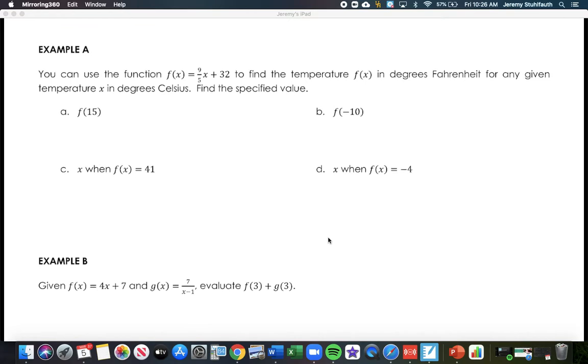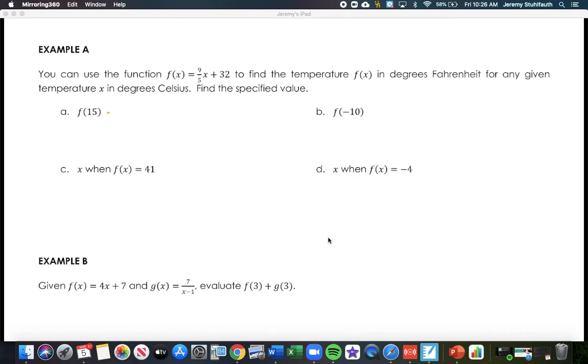So let's look at a few examples of how we can use function notation to evaluate functions and find values when the function is equal to a certain y value. It says you can use the function f of x equals 9/5 x plus 32 to find the temperature f of x in degrees Fahrenheit for any temperature x in degrees Celsius. Find the specified value. So we're going to look here. We don't have a graph to use now. We're going to just use our equation. It says f of 15.